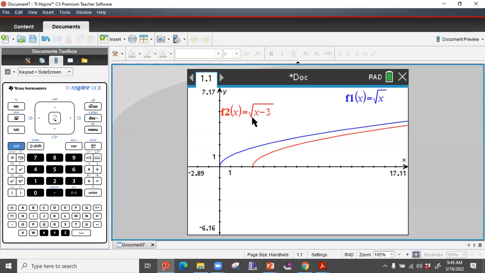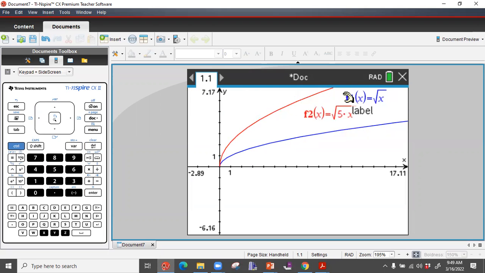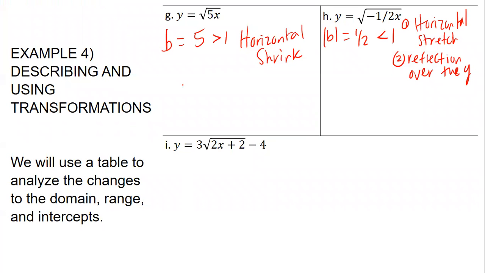So we have the square root of 5x, right? All right, so it's a shrink, which just means that you went in. And did our intercept change? No, the zeros are still there, right? Did our domain and range change? No. So therefore, it's still going to be x is greater than or equal to 0, and y is greater than or equal to 0. And we're still at 0, 0.